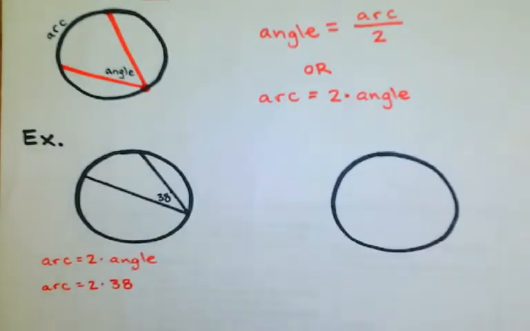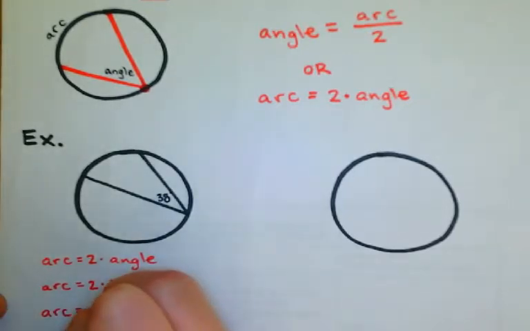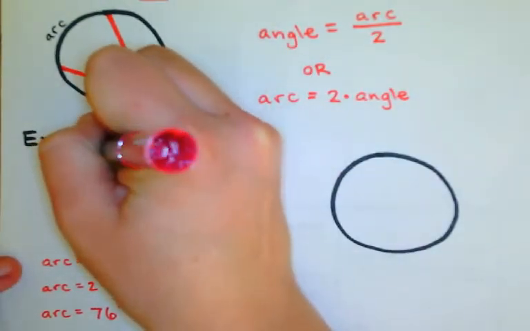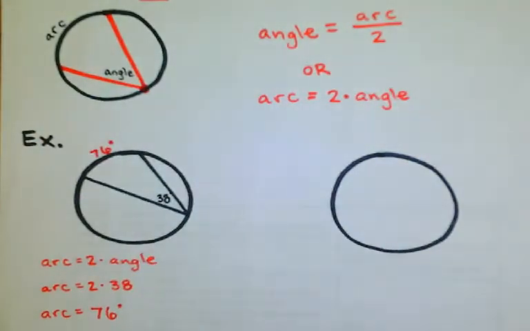All right? So, what would our arc be? How many degrees? That's right. 76 degrees. Okay, let's try another example.